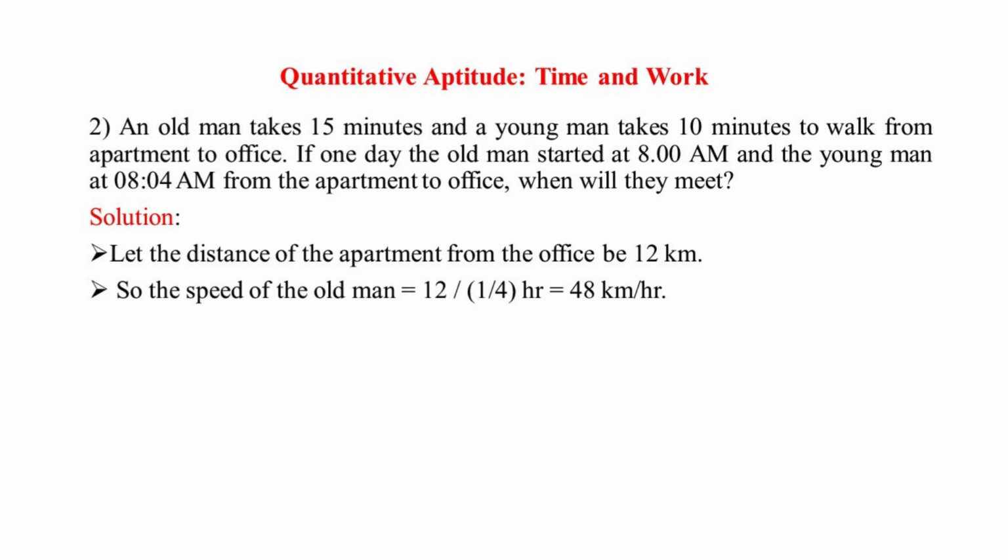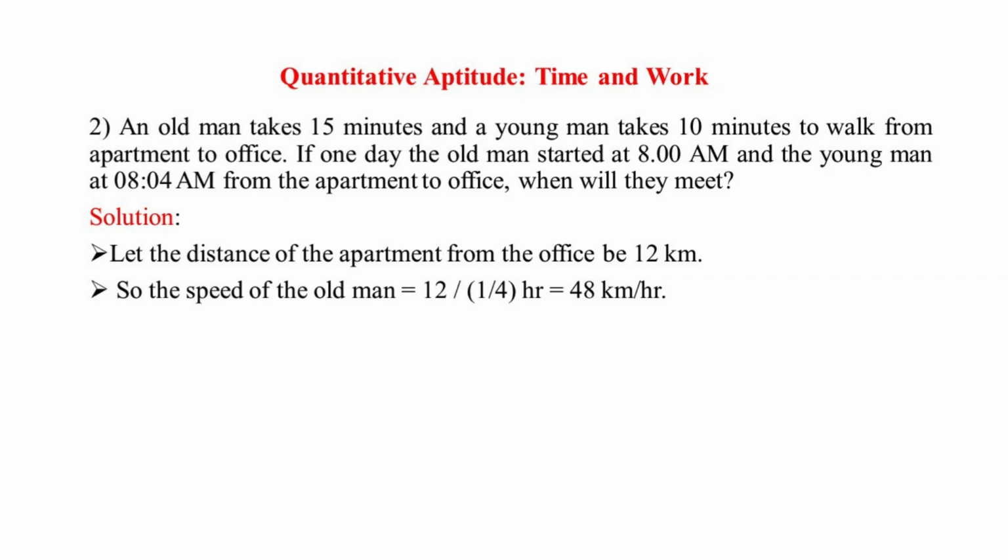In the earlier problem we discussed that distance equals speed into time. So if I want speed, then speed equals distance by time, and time equals distance by speed. So here speed is distance by time. The distance is 12 kilometers as I have assumed, and time is 15 minutes. 15 minutes in terms of hours is 1 by 4 hour, or I can say 15 by 60 hour.